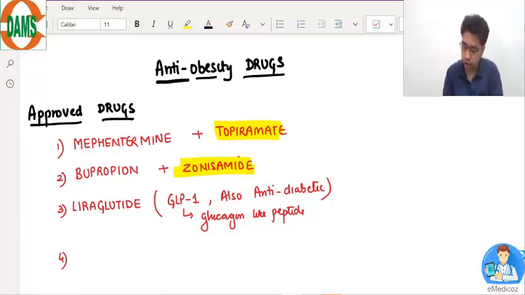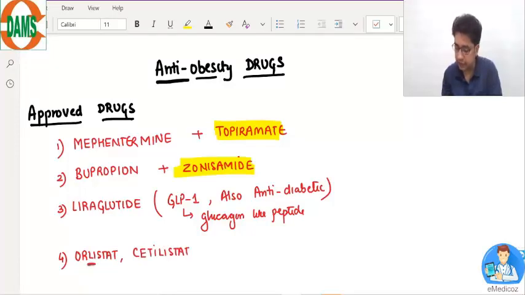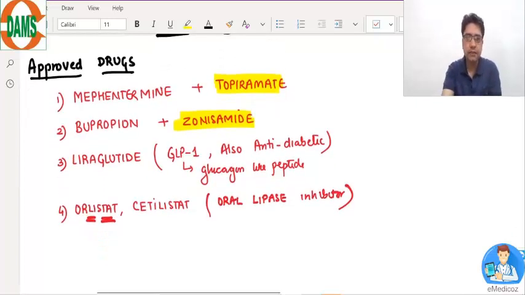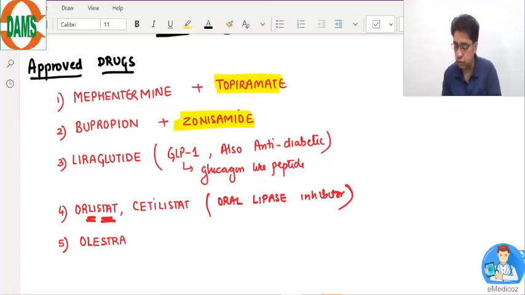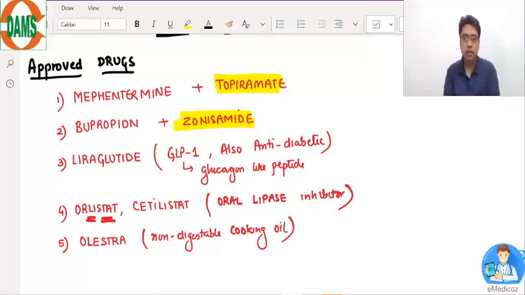Fourth, you will write orlistat and cetilistat. You're seeing the word li and the word stat coming. These drugs are oral lipase inhibitors. Stat means inhibitor. And the last drug you will write is olestra. Olestra is a non-digestible cooking oil. So this is the list of the drugs.